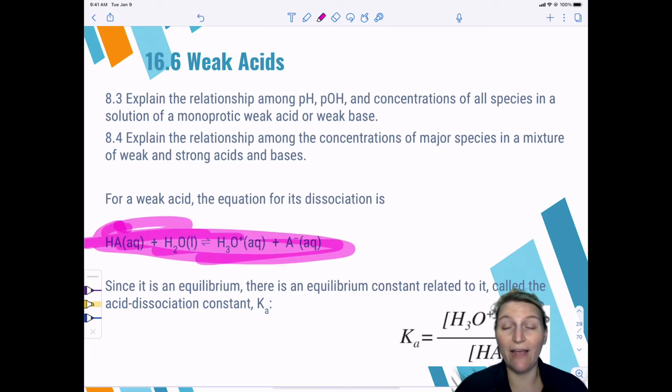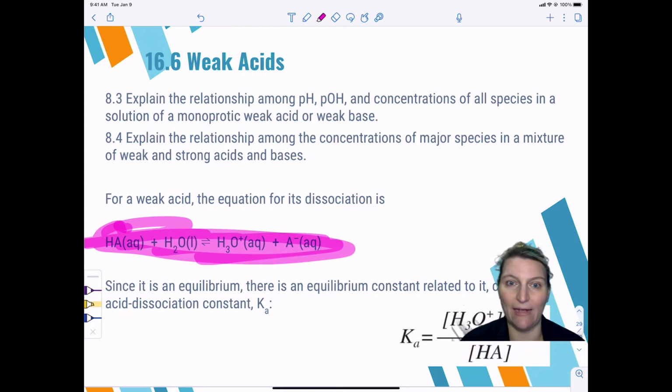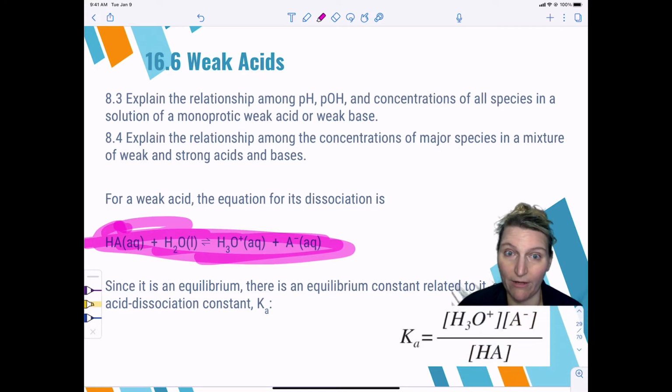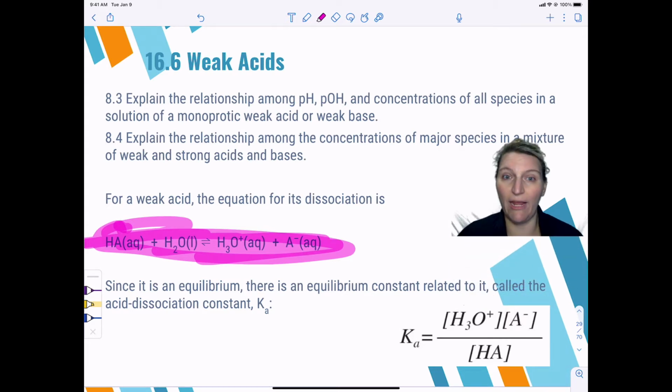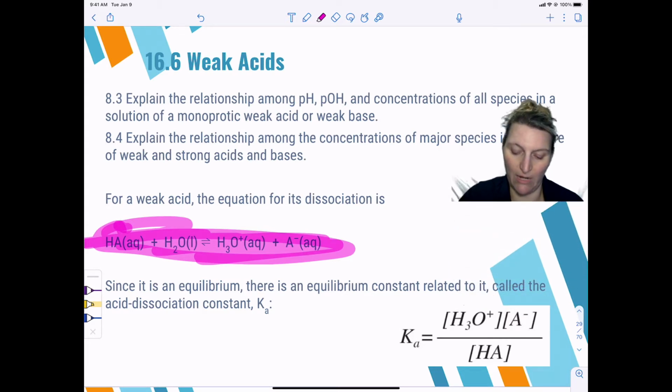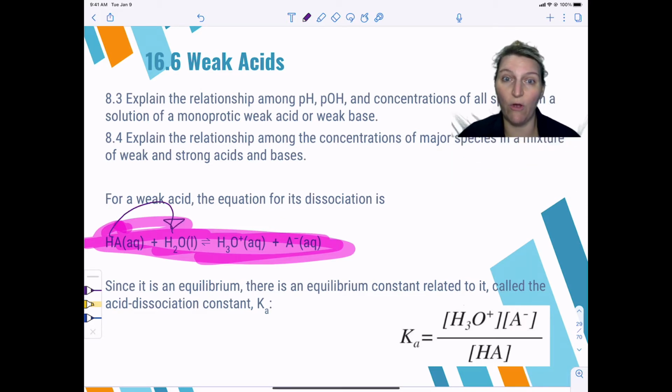Oftentimes weak acids have really complex formulas with them. And so I will often just abbreviate, instead of writing out the entire chemical, I'll just write HA, meaning the weak acid. And it will react with water. And remember, acids are proton donors, so it will lose a hydrogen. It will donate a hydrogen to the water. And on the product side, we'll have H3O plus and A minus, or the conjugate base.